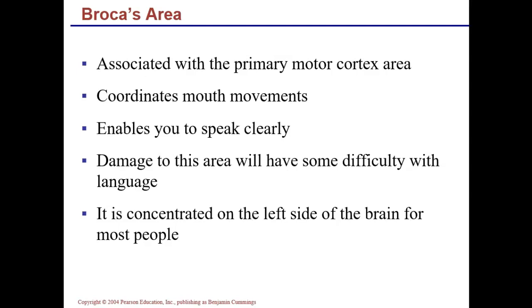People who have damage to this area of the brain will be able to comprehend language and they know what they want to say, but they may not be able to create those sounds or those movements with their mouth so that they could speak clearly. This can happen sometimes, like if somebody has a stroke, and if there is damage to Broca's area, they will have problems with speaking.